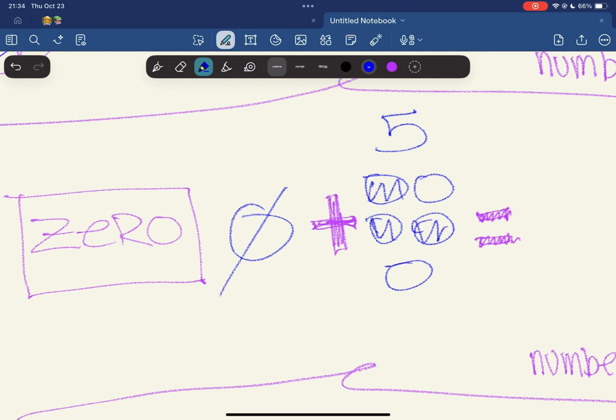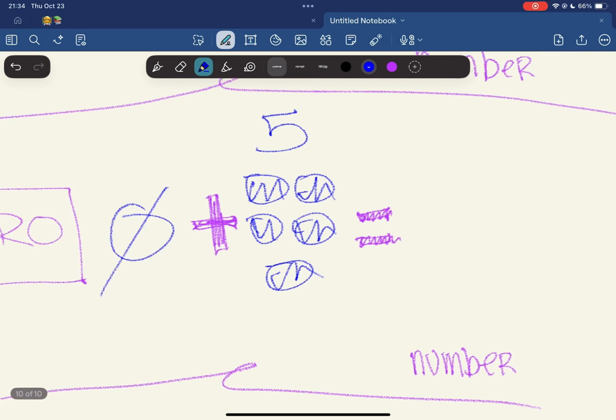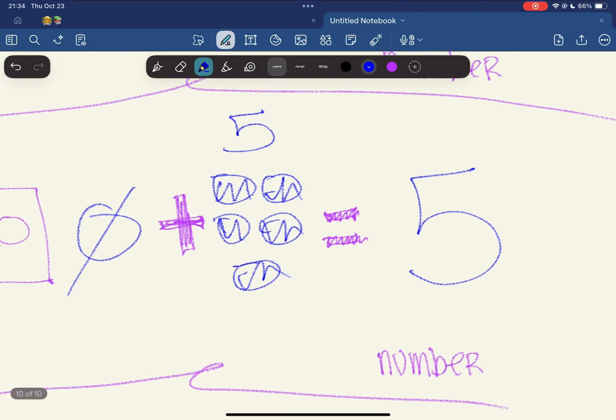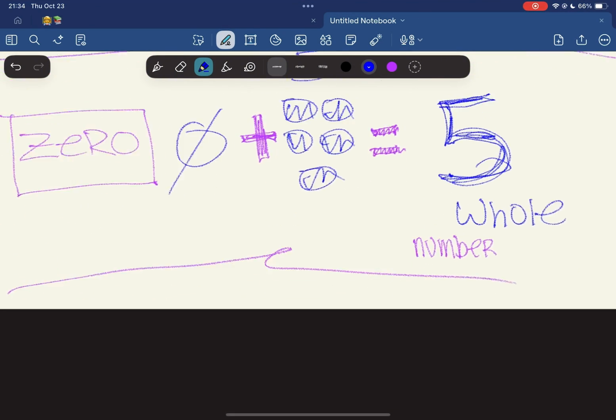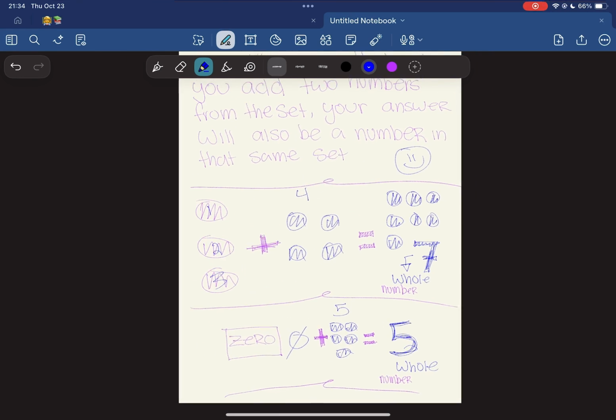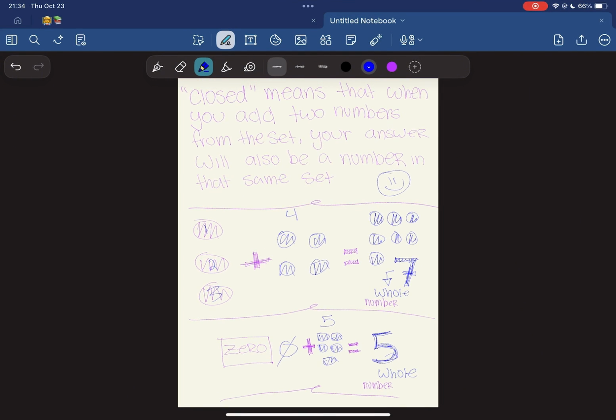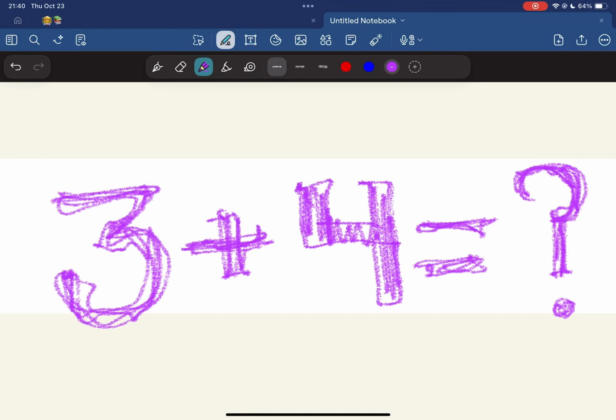So we have 5 counters. And that means that it's just going to be 5, because 5 plus 0 is, of course, 5. If you add 0 to 5, it's just going to be 5. So 5 is also a whole number. Since every time I added 2 whole numbers, I get another whole number, the set of whole numbers is closed under addition.